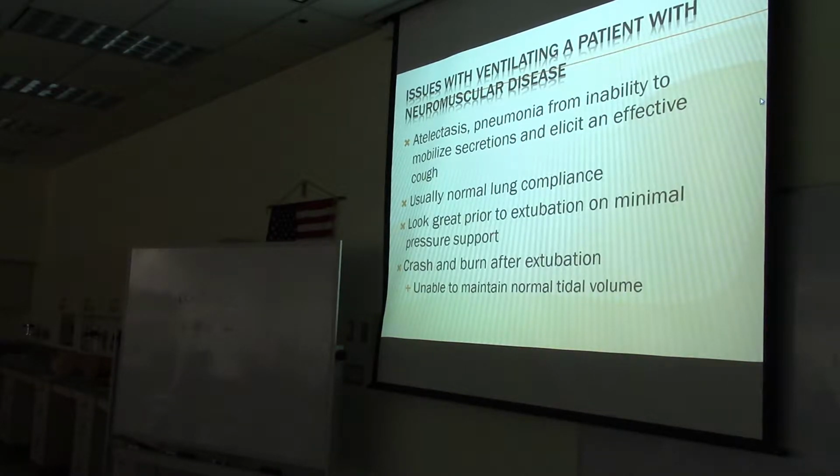All right, so what are the issues in ventilating a patient that has neuromuscular disease? Well, typically they'll have pneumonia because they're so weak. Usually secretions are in their airways. They can't cough them out effectively. And anywhere you have secretions that sit, it's a perfect medium for bacteria to grow. So retained secretions usually get infected for that reason, and then a pneumonia starts.